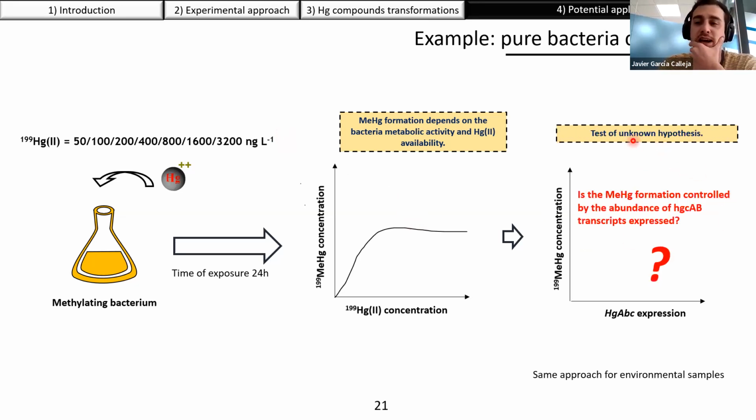But what else? Also, it can be used to test a known hypothesis. The same, if we want to know if the methyl mercury formation is controlled by the abundance of the hgcAB transcript expressed, we can also carry out this type of experiment. The same approach can be applied to environmental samples.